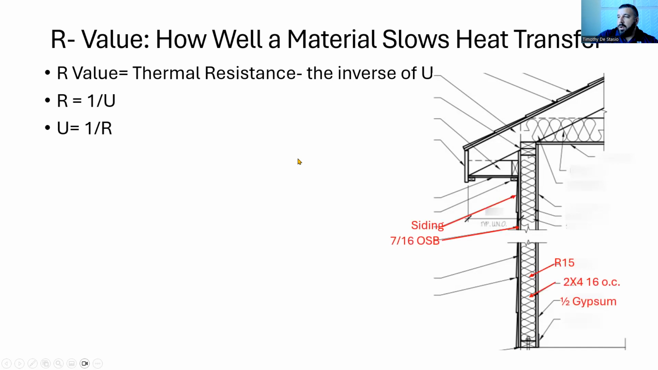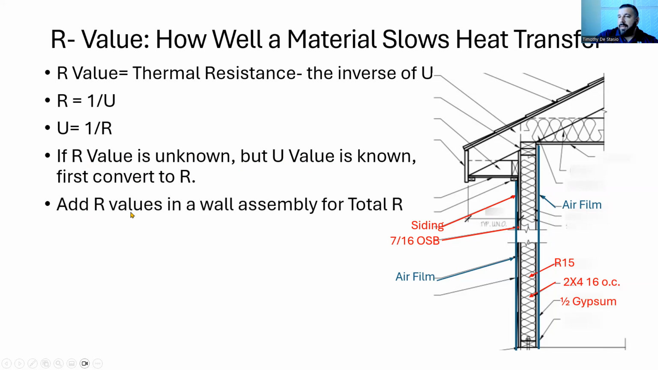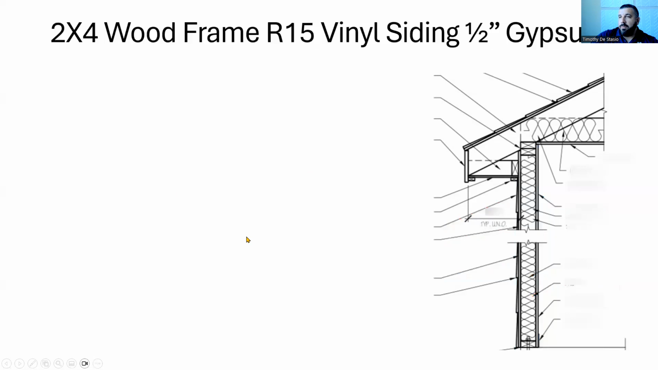So again, let's take that wall assembly. We've got our air films. If we need to know the R value, but we already know the U value, then we have to first convert to R, so then we can add all the R values for the total or the average R value of the wall. So let's take, for example, this wall here. We've got a 2x4 frame, R15, vinyl siding, and half-inch gypsum.